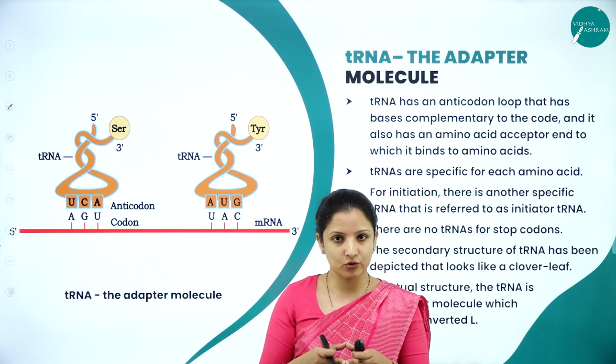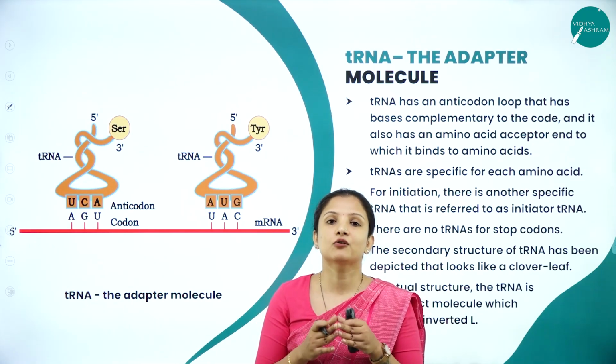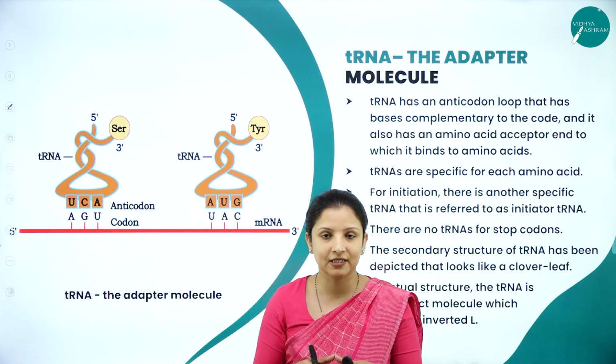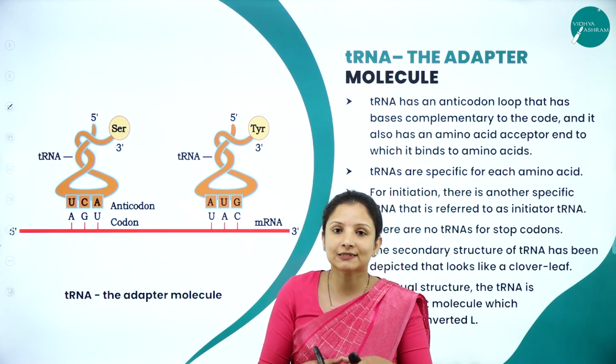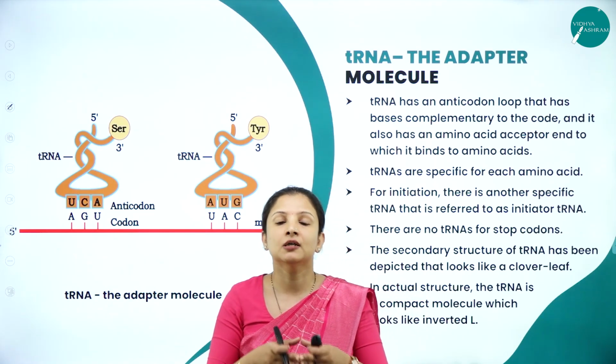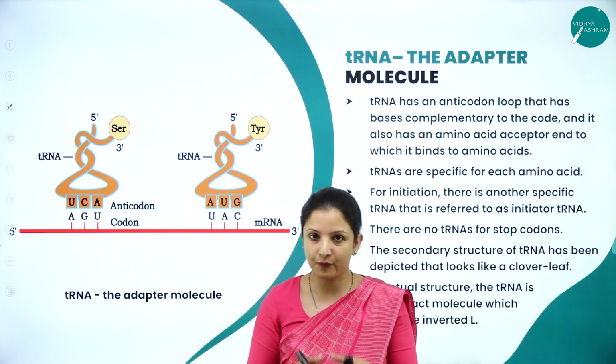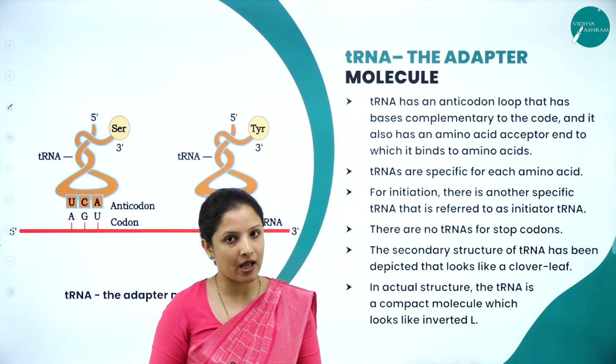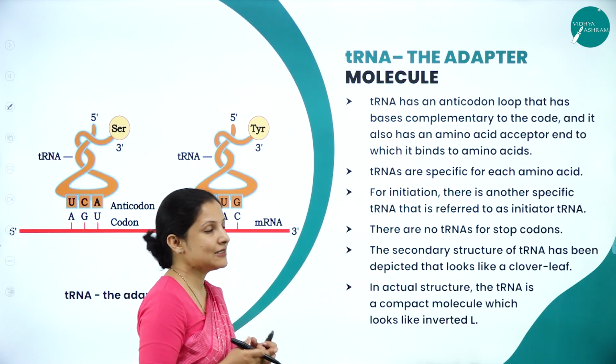in the form of triplet codes, right? So those triplet codes code for a particular amino acid. Now they have to get translated into amino acids, finally leading to the formation of protein. So how exactly it will happen, we will look at in this particular session.